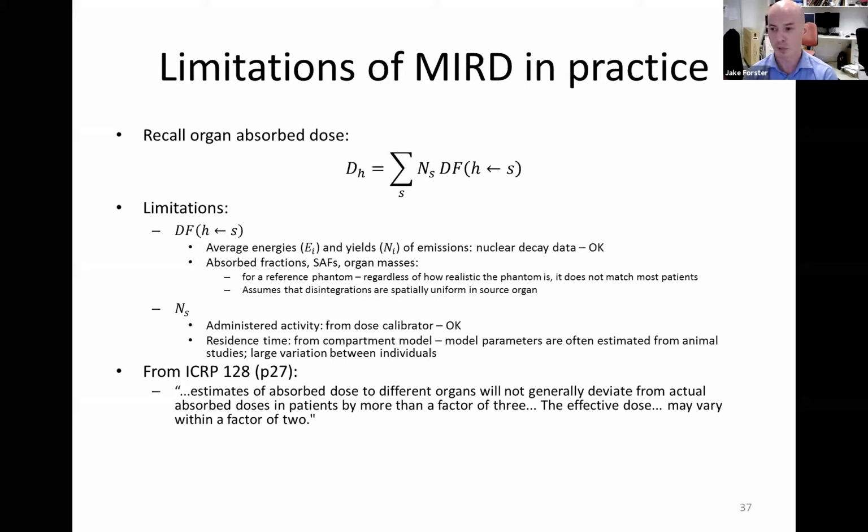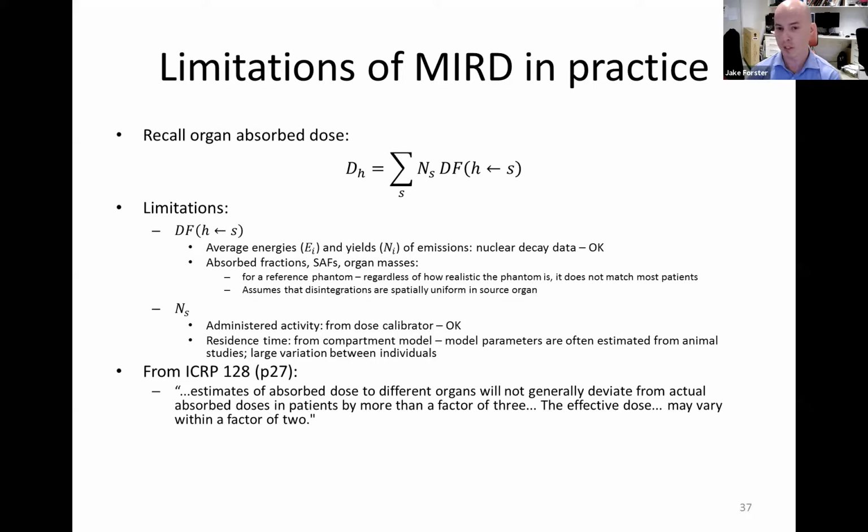But the residence time, on the other hand: if you're using, for example, ICRP 128's dose tables, all of those residence times come from compartment models. And the model parameters are often estimated from animal studies, not even from human studies. But even if they were from human studies, we still have to appreciate that there's a large variation in biokinetics between individual patients. So that's a very large uncertainty in that particular quantity.